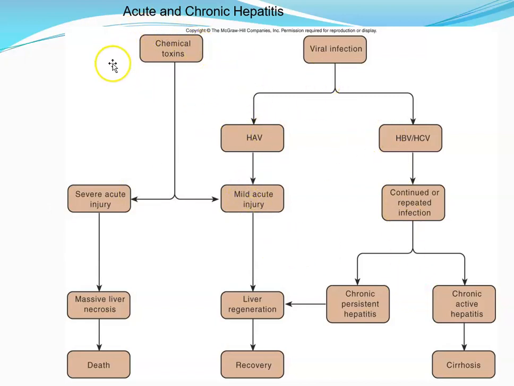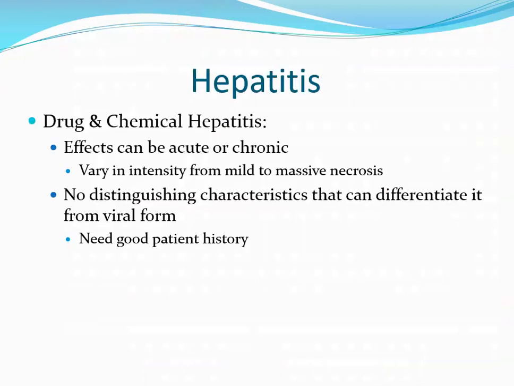Now we're going to talk about chemical causes of hepatitis. Drug and chemical hepatitis. Here, the effects may be acute or chronic and will vary in intensity from a very mild disease up to massive liver necrosis. There are no distinguishing characteristics that can differentiate drug or chemical hepatitis from the viral form, so you need a good patient history as well as blood work.